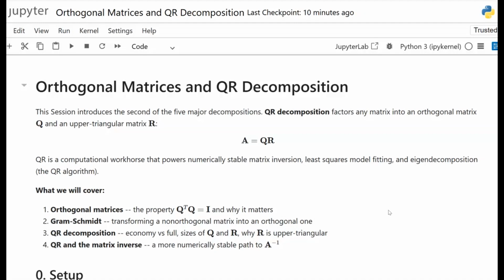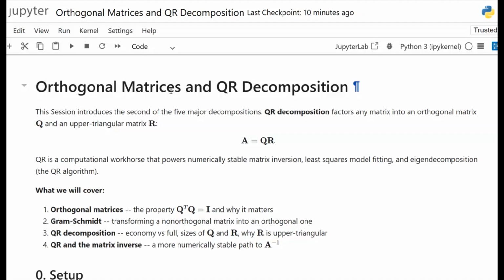Dear friends, today in this session, we are just going to discuss orthogonal matrix. In linear algebra, the foundation is orthogonality. And let me begin by understanding one of the most special objects in mathematics, that is the orthogonal matrix.